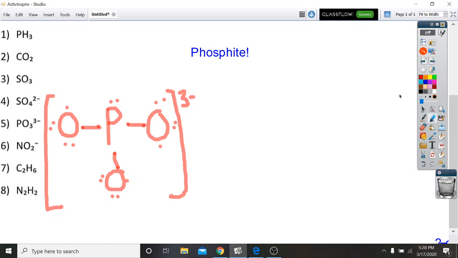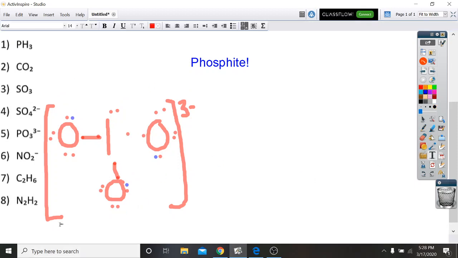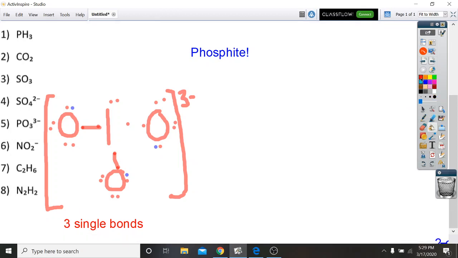I'm going to choose a different color. I'm going to put one here, and one here. And now everyone is happy, and that means that I made PO3 minus using 3 single bonds. Whoa, I don't know what just happened here. Here we go. 3 single bonds. Every oxygen has 8 electrons because each oxygen gained one of these electrons.